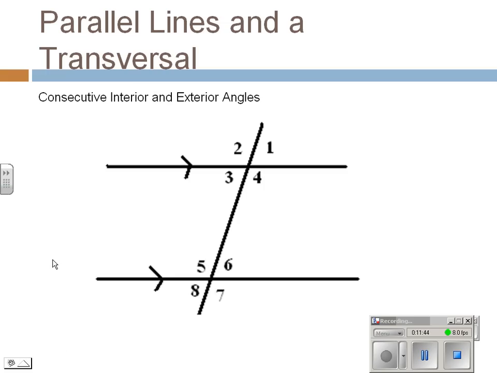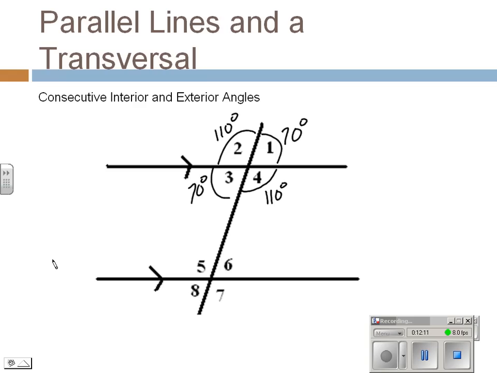Now we're going to talk about consecutive interior and exterior angles. And let's put in numbers one more time because I think it'll be helpful. We'll say that this angle measure is 70 degrees. And let's say that angle 2 then is 110 to make up our 180. So angle 4 is 110 degrees. Angle 3 is 70 degrees.